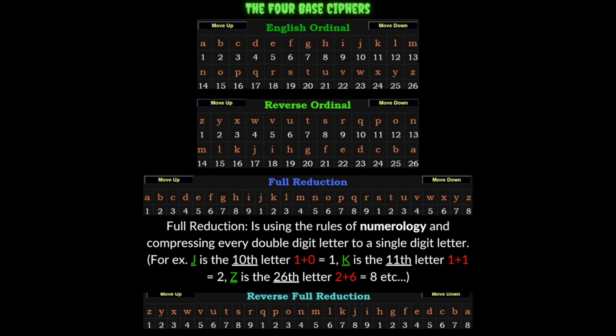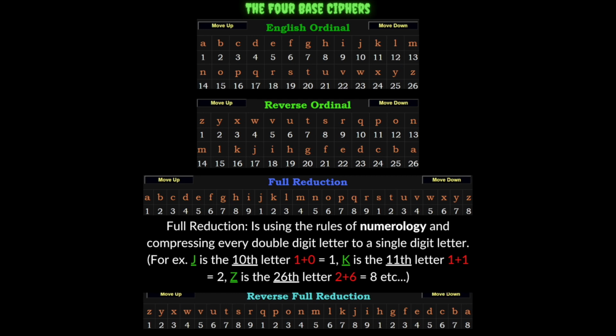Now, with the full reduction method, it seems a little more complicated, but truly it is not. As you can see, it's using the rules of numerology and compressing every double digit letter to a single digit letter. For example, J is the 10th letter, 1 plus 0 equals 1. K is the 11th letter, 1 plus 1 equals 2, all the way to Z, which is the 26th letter, 2 plus 6 equals 8. And then you do that same process in reverse for reverse full reduction.